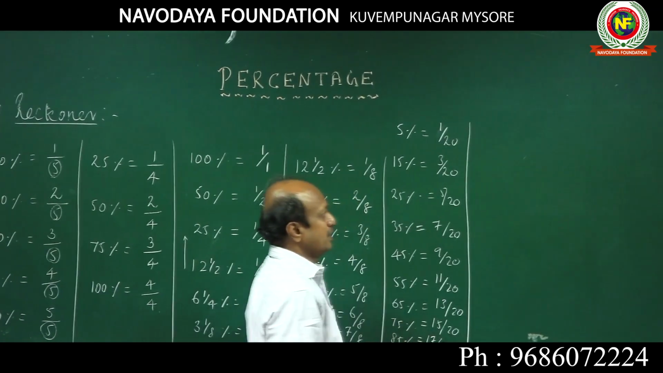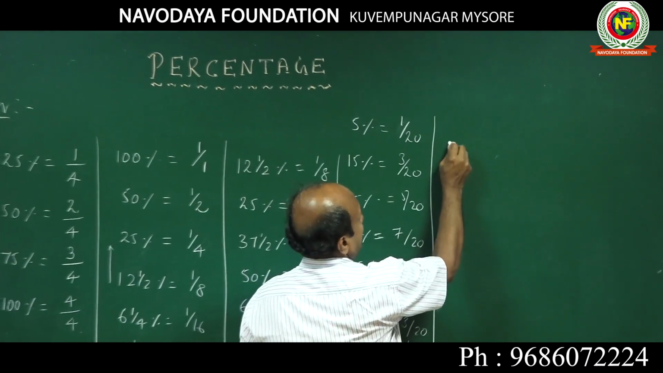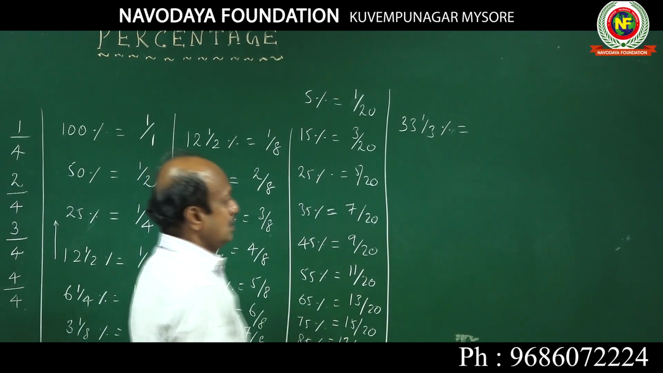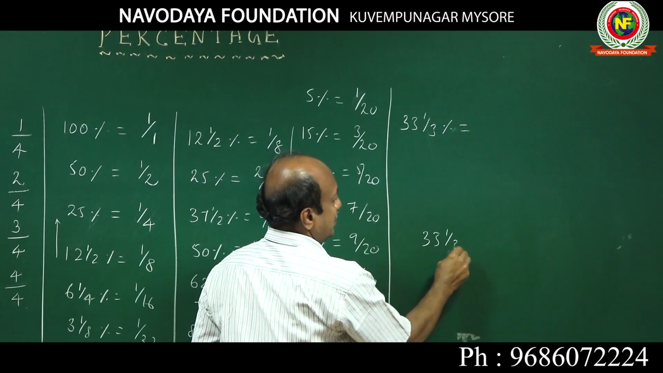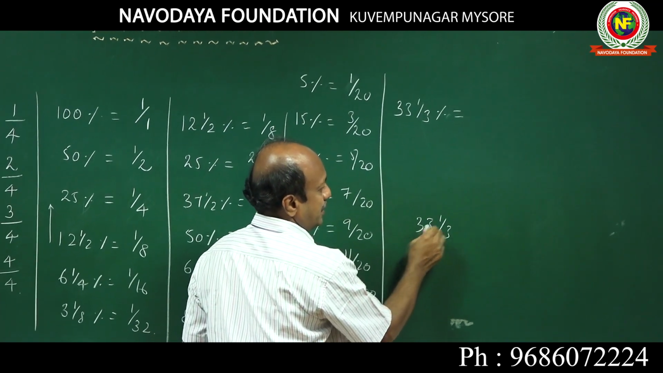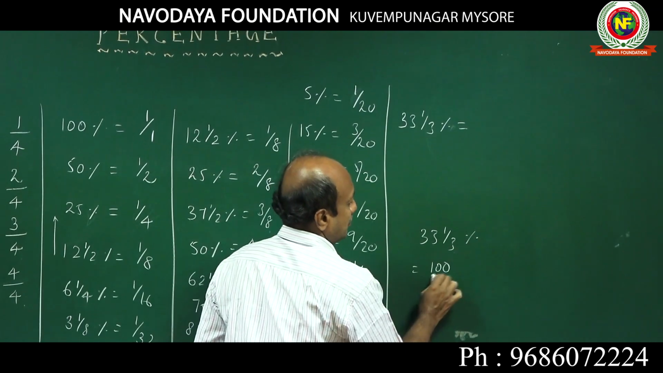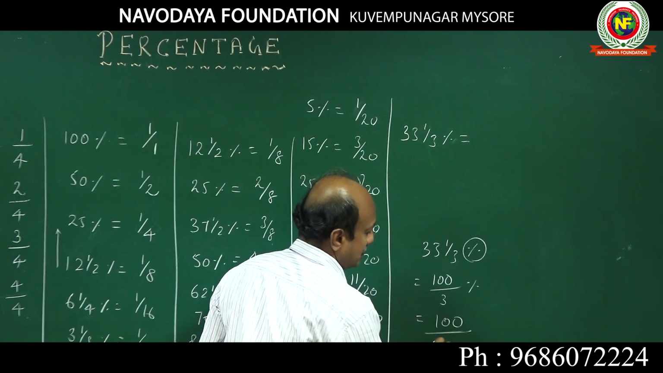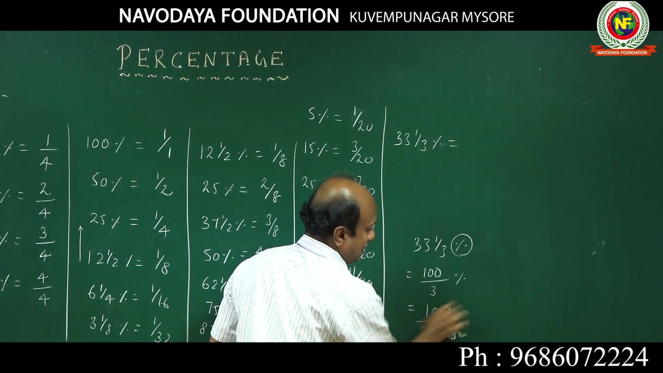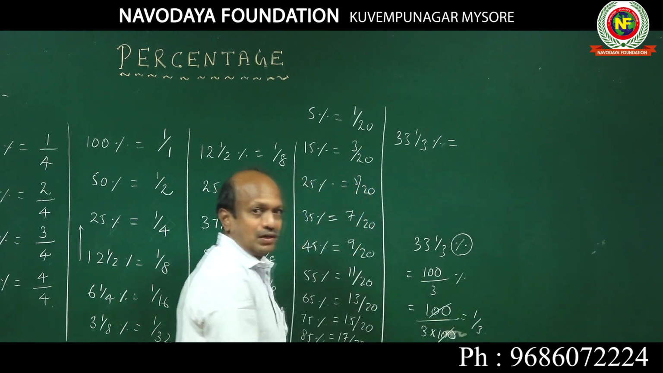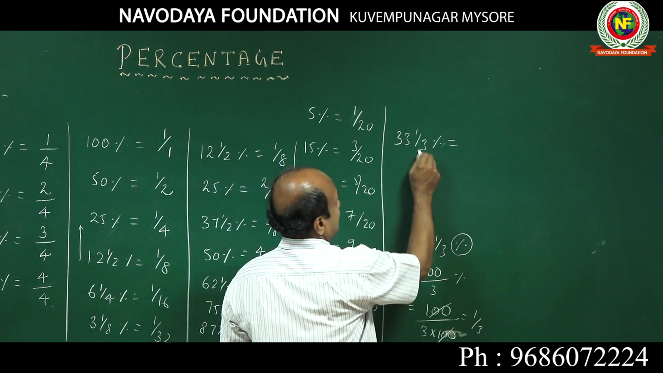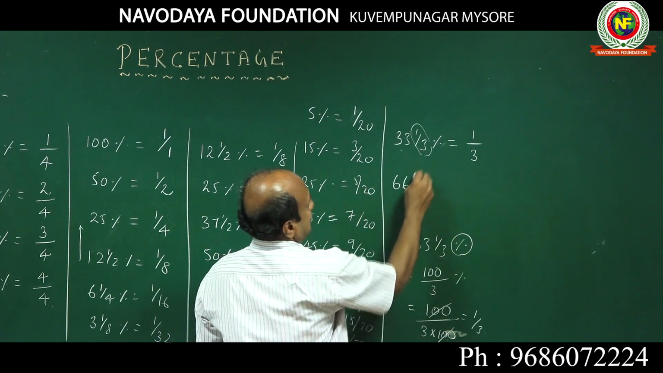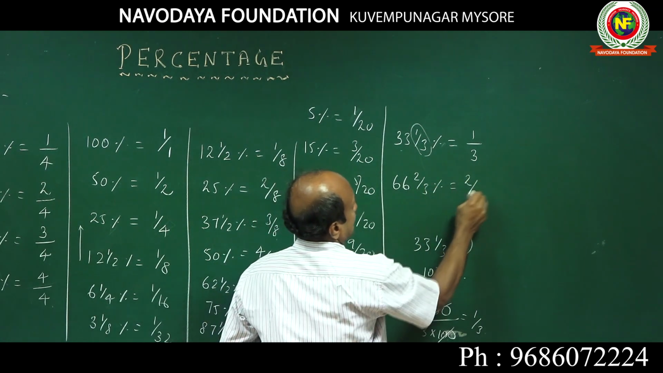The last bunch, let us look into this. Many students used to find difficulties in this. 33 1 by 3 percentage is equivalent to what fraction? 33 1 by 3 is equal to 3 33s are 99 plus 1 is 100 by 3. Right, to remove this percentage, what we used to do, in denominator, we write as 100. 100 get cancelled, that is nothing but 1 by 3. Right, that means the hint is here itself. 33 1 by 3 percentage is equal to 1 by 3. 66 2 by 3 percentage is 2 by 3.